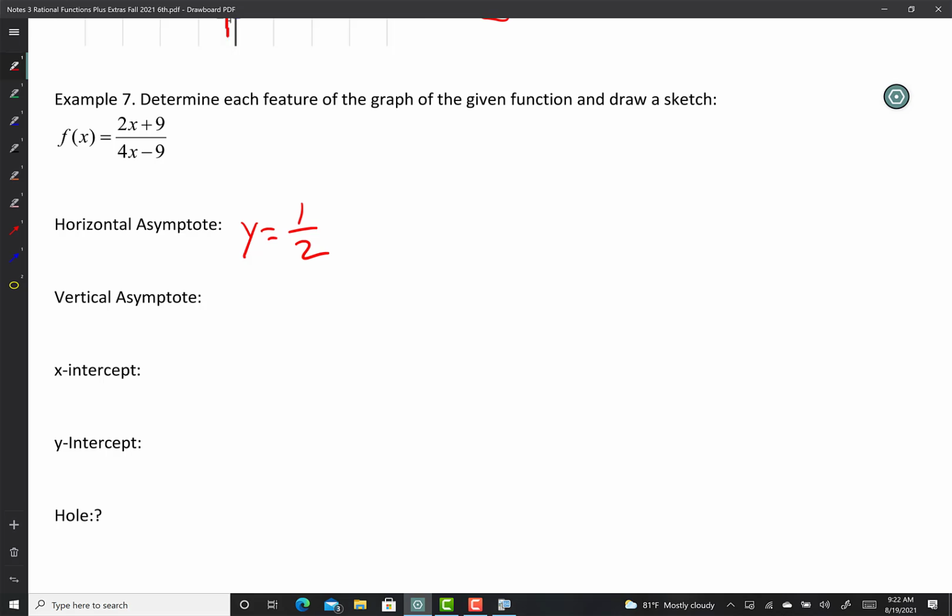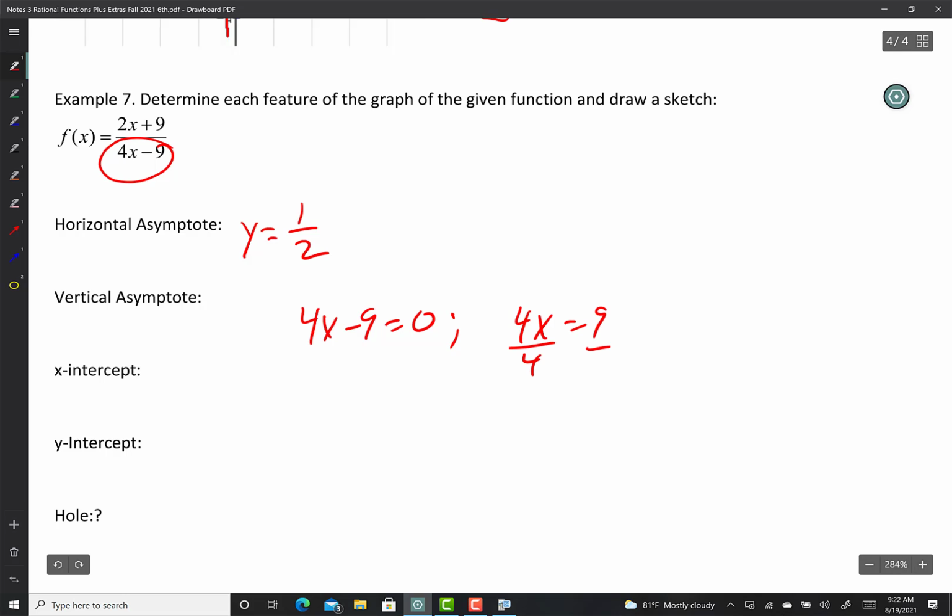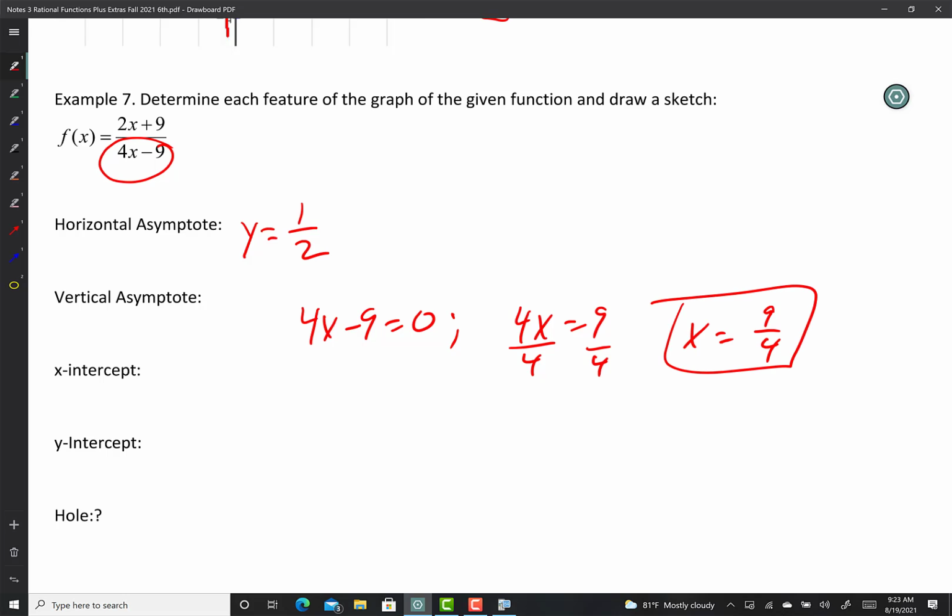I do that by setting the denominator equal to what? 0. So 4x minus 9 equals 0. I'm going to solve for that. 4x equals 9. Divide by 4. Divide by 4. X equals 9/4, which is approximately 2.25. Well, it's not approximate. It's equal to 2.25.